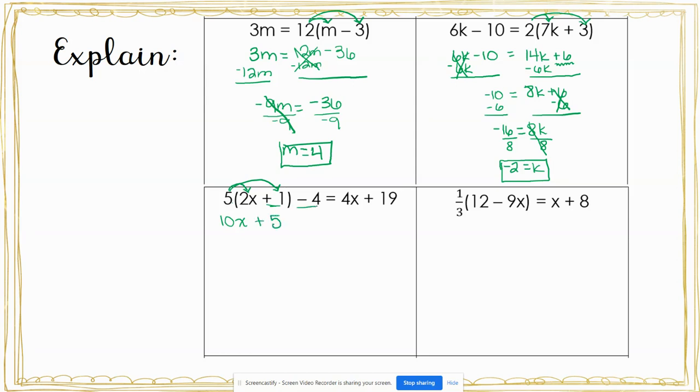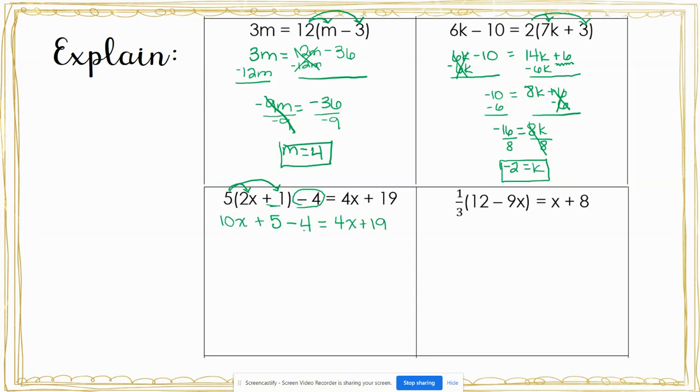Now you see that we also have this minus 4 here. That's not going anywhere, so I have to rewrite it as minus 4. On the right side of my equation, I have 4x plus 19. Nothing can be simplified over there, so I'm just rewriting 4x plus 19.